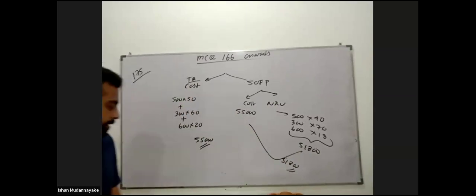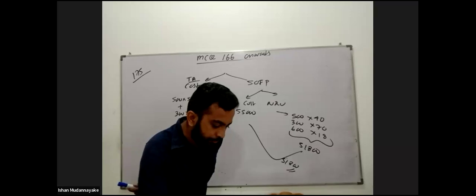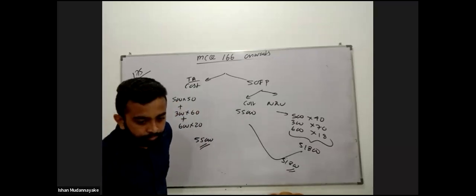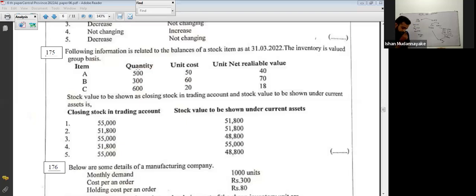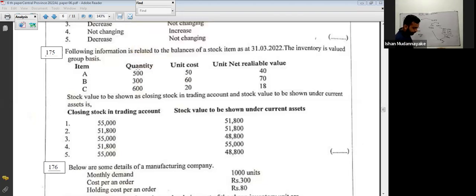What's the answer? Question 175. Answer is the first one. Closing stock 55,000. Net realizable value based on the grouping method 51,800.